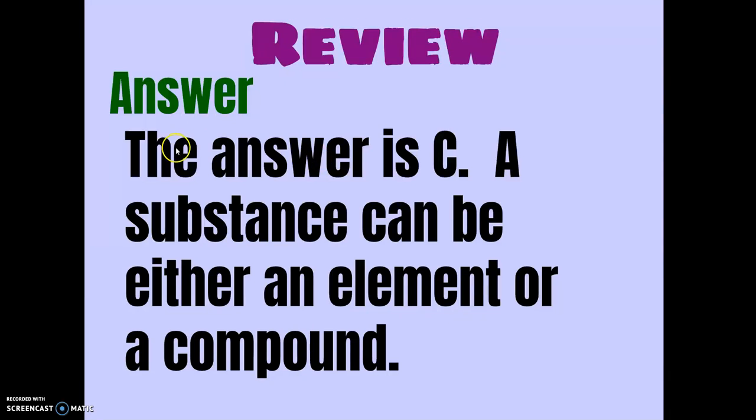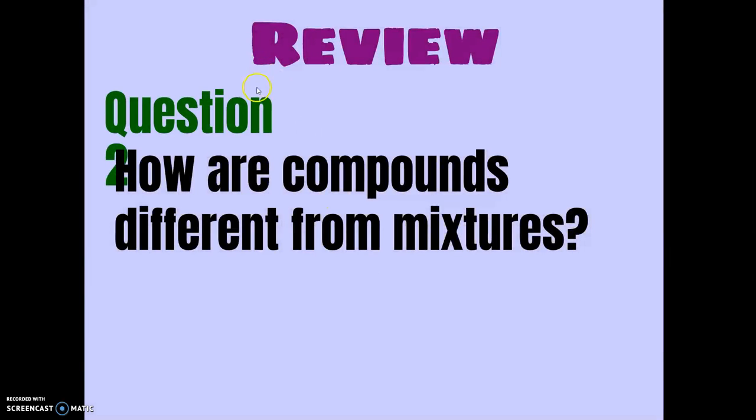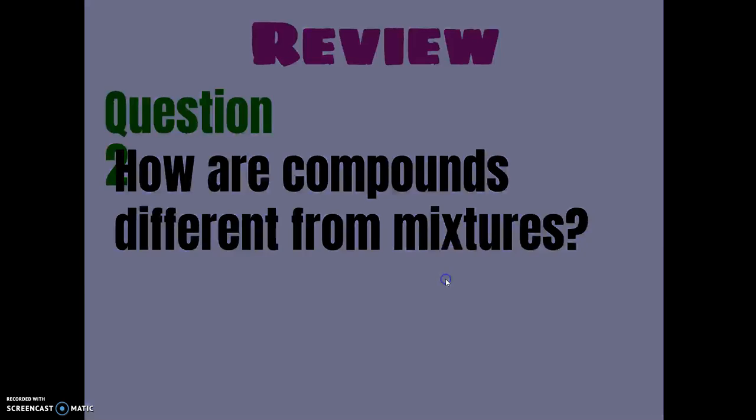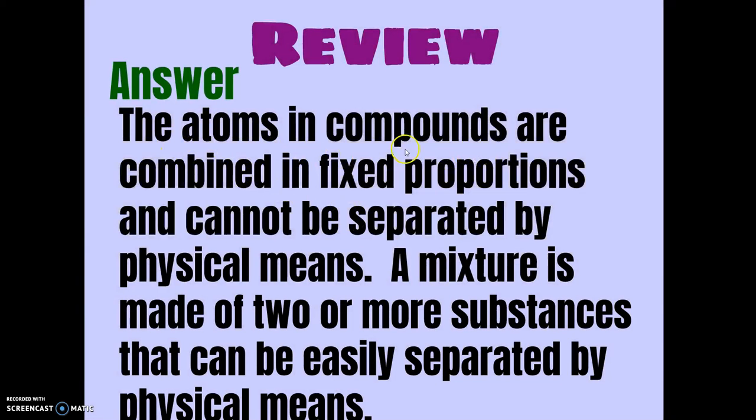If you do, it's no longer the same thing. Here's the answer: the answer is C. A substance can either be an element or a compound. Question 2, I swear I fixed this. How are compounds different from mixtures? The atoms in compounds are combined in fixed proportions and cannot be separated by physical means. A mixture is made of 2 or more substances physically blended together that can be easily separated by physical means. So those are the main differences.